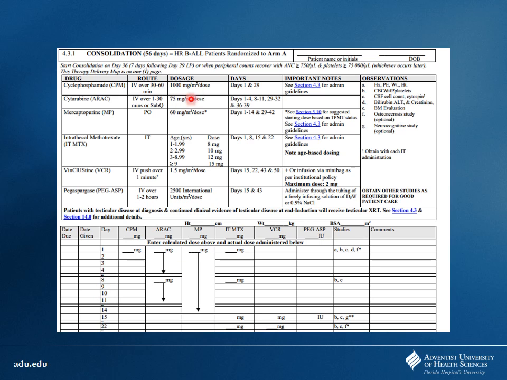Also notice here, what do you notice about the dosing here for these drugs? We talked about a lot of drugs being given as milligrams per kilogram. What do you think this means? Yes, so milligrams per meter squared per dose, right? So this is using body surface area.